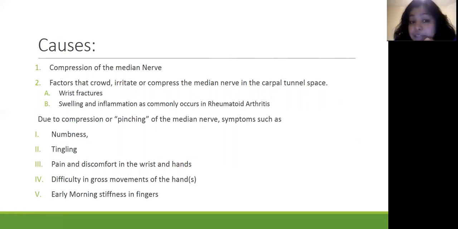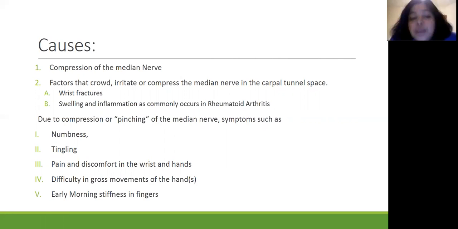Compression of the median nerve, and there are multiple ways that can happen, and factors that crowd, irritate, or compress the median nerve in the carpal tunnel space. So the median nerve is not only there in the hand, it actually is there all throughout the mid-arm and the forearm, and comes all the way down to your hands. But it's specifically compression at the carpal tunnel space.